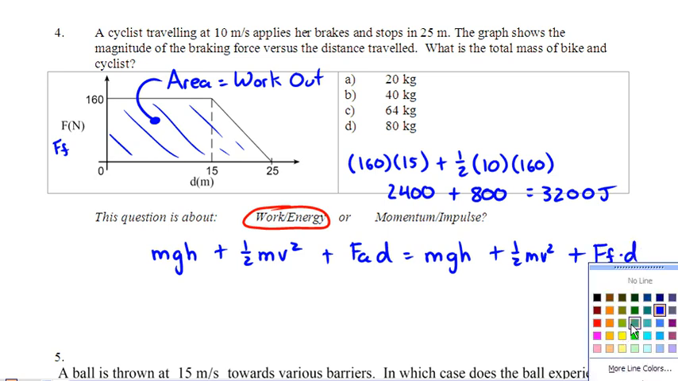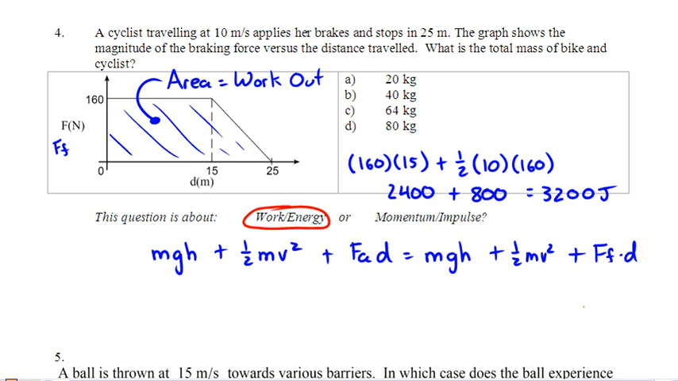Okay, the first MGH. Was she up high on a hill at the beginning of the story? No. Was she going fast at the beginning of the story? Yes. Keep the 1/2 mv squared. FAD, was she pedaling, trying to go faster? Probably not if she's braking, so you can throw that away. MGH, did she go up a hill to stop? No. 1/2 mv squared, was she going fast at the end of the story? No, she stopped, so that goes.